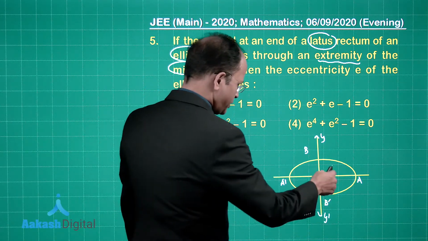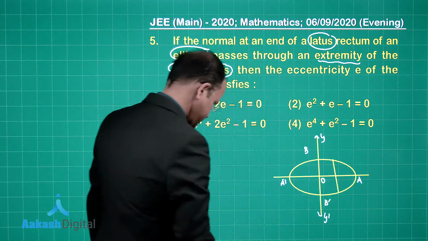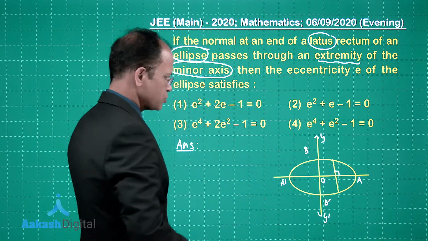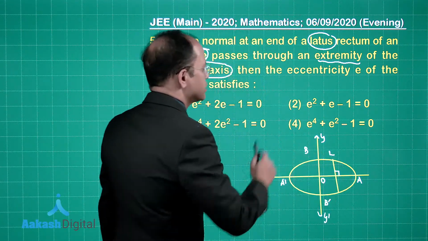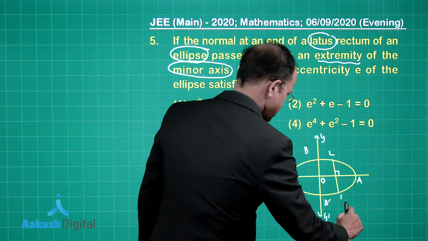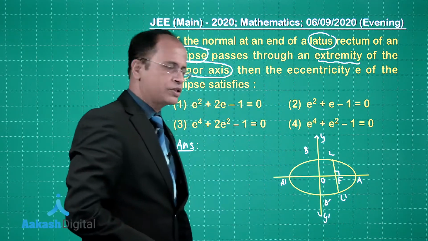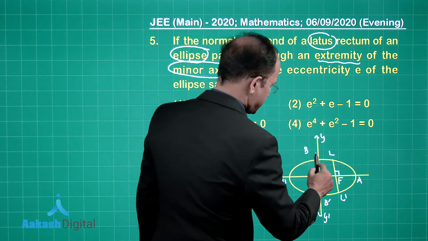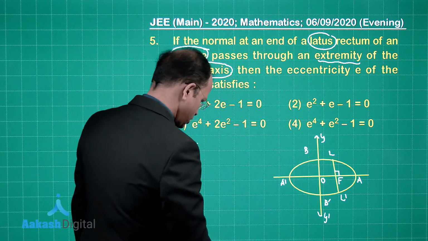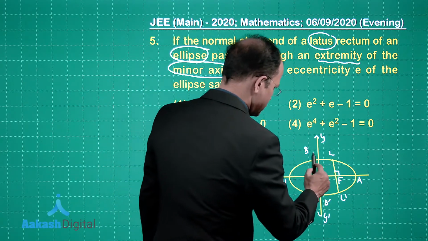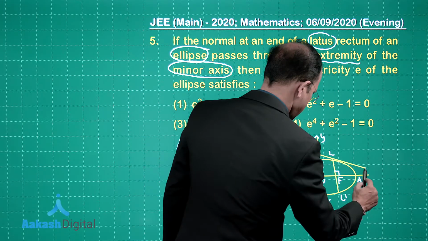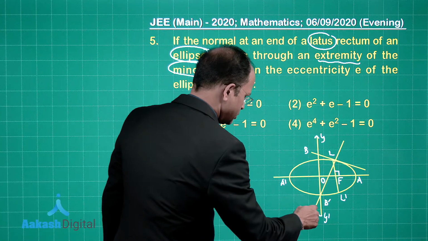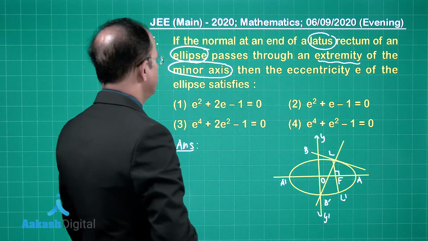Then you have a latus rectum which is somewhat like this. The latus rectum is always perpendicular to the major axis, and it always passes through the focus. So this is the latus rectum, say LFL dash. Normal at the end of the latus rectum means we first talk about the tangent at this point, then the normal. This normal passes through the extremity of the minor axis.